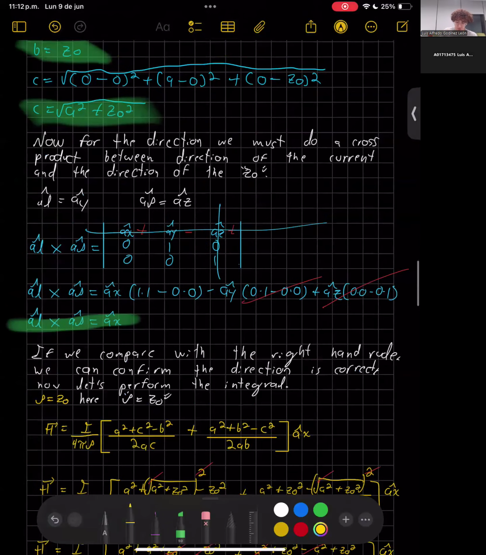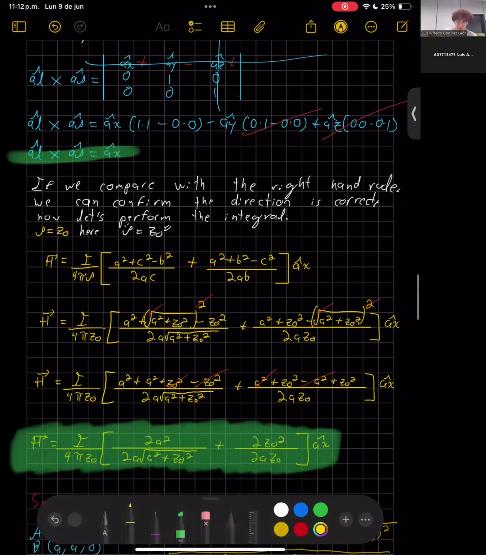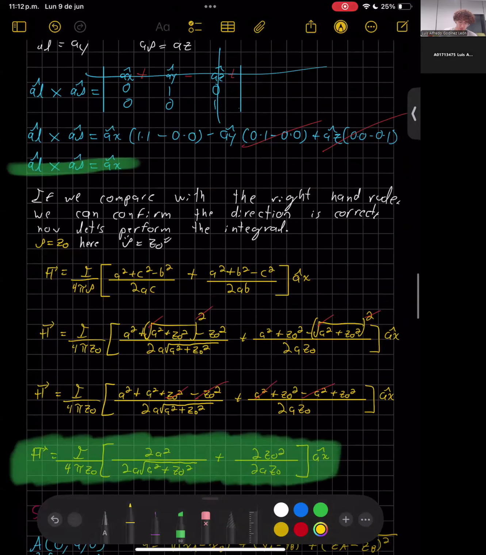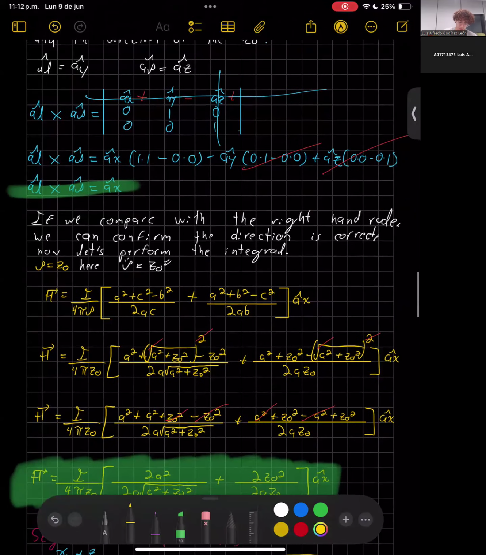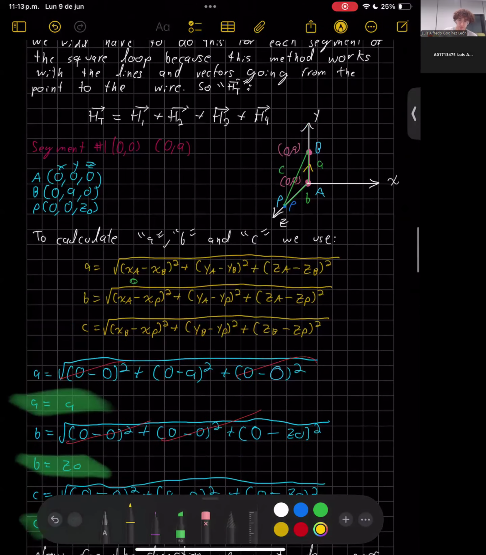Then we perform the cross product that is going to tell us the direction of the current. And then if we compare it with the right hand rule, we can confirm the direction is correct. And then we go to perform the integral. Here we have that rho equals z0. So rho equals z0. That is how we can see over here at the diagram.